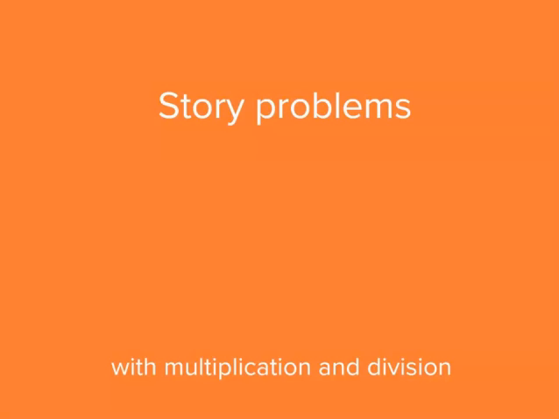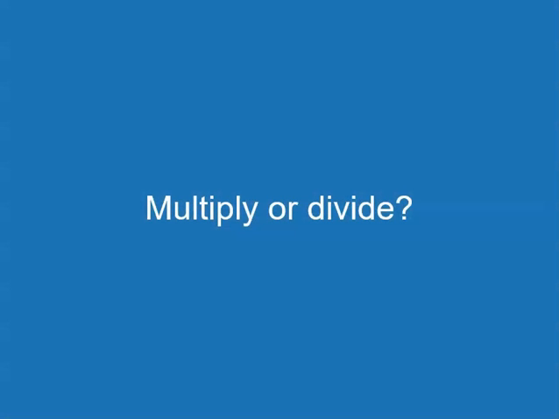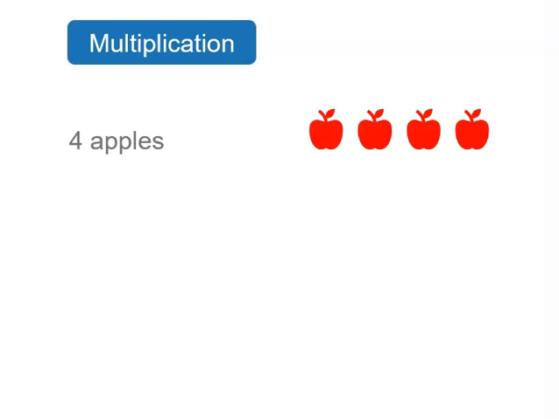When we look at word problems, we need to sometimes think about whether we multiply or divide. Let's say we look at how a multiplication might look. If we had 4 apples, and then we were told we're going to have 3 times as many, the number 3 is really important, and 3 times as many means we're going to have more.